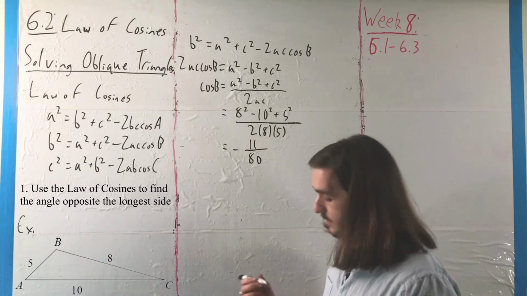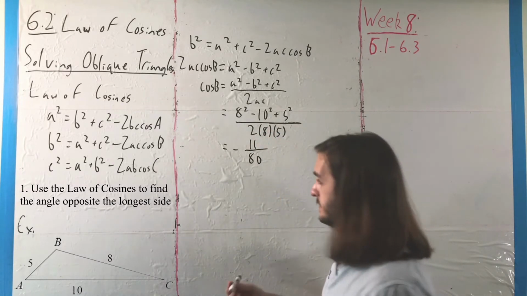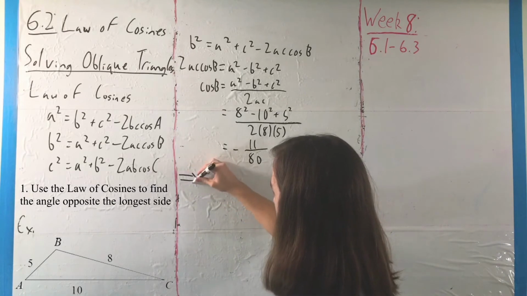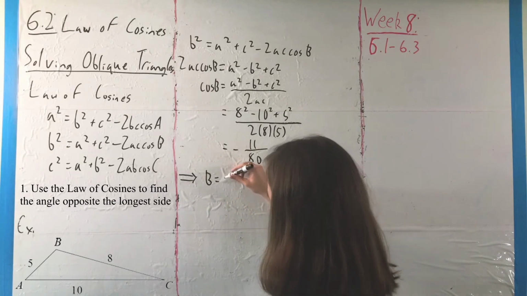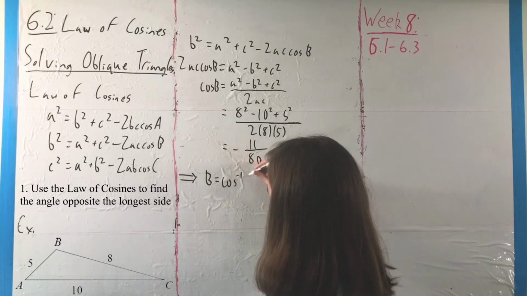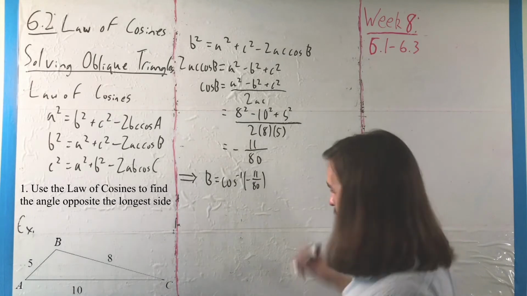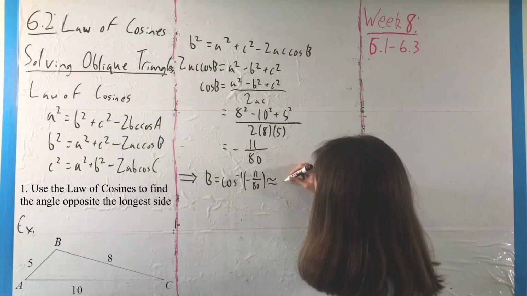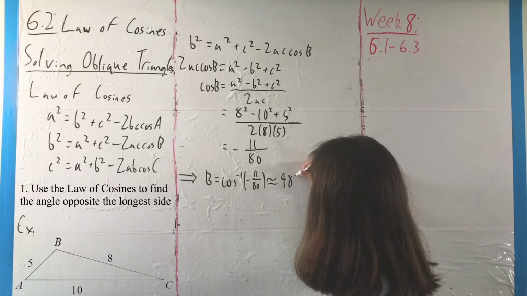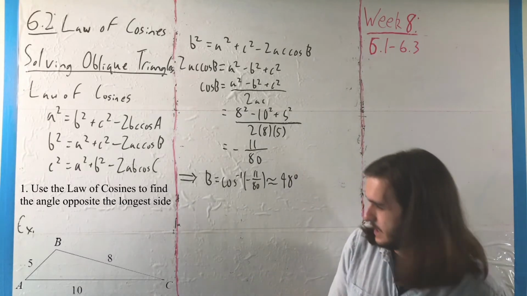And you multiply that out, we will end up getting that cosine of B is equal to negative 11 over 80. Or, if we want to find B, B is equal to inverse cosine of negative 11 over 80, which here will be an angle that is about 98 degrees.